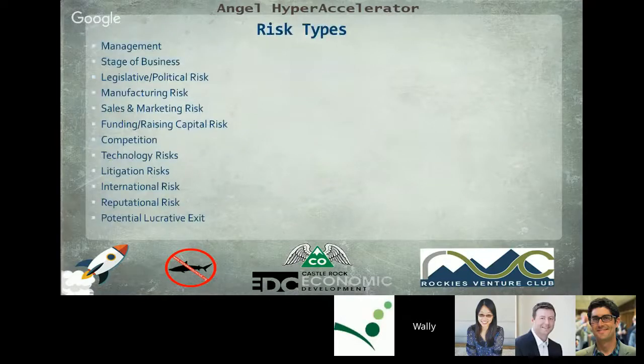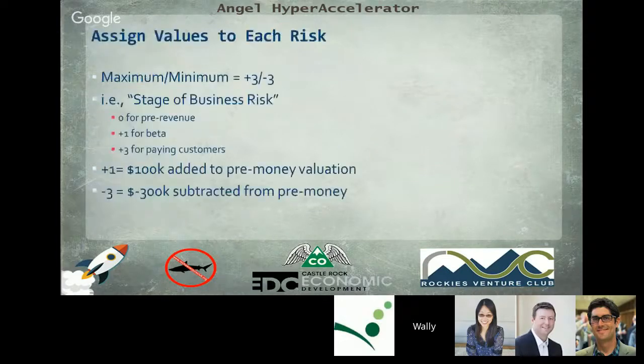So we look at different risk types. This list is a sample of some typical ones. Next slide. And we add +1, +3, plus or minus 3 for each of those. So we can have up to $300,000 plus or $300,000 minus for each risk. Next slide.